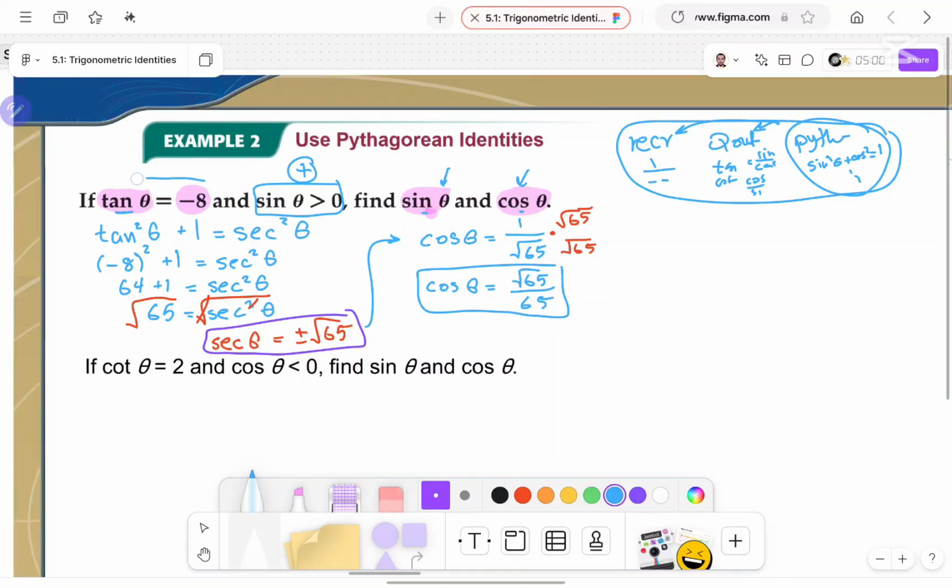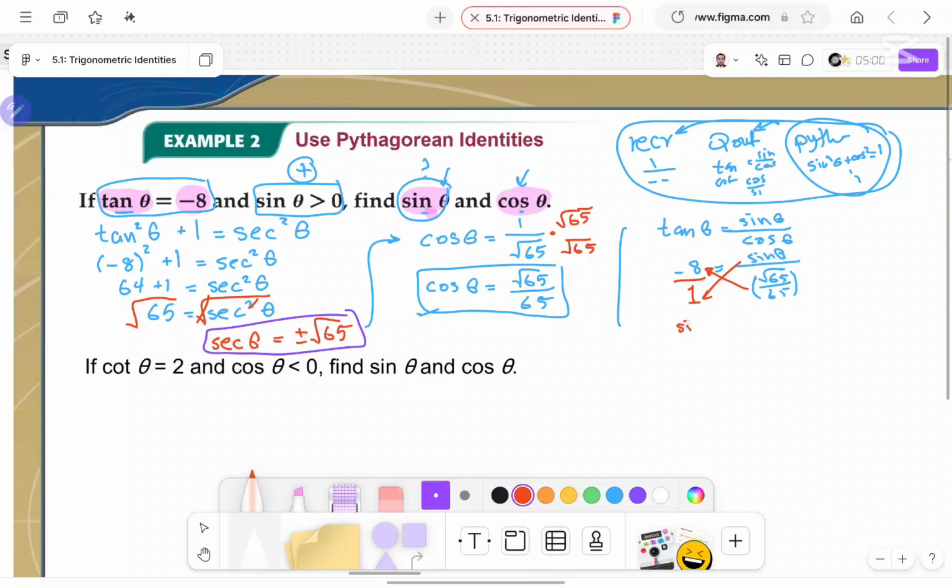So now I have tangent given, I have cosine given. Can I find sine? Yes, I can find sine using the identity. So tan theta is equal to sine theta over cosine theta. Tan theta is negative 8, and cosine theta is square root of 65 over 65. I need to find sine theta. Now what should I do? I know this is only one term, so let's use cross multiplying. This is over 1, so all of that times negative 8, and sine times 1.